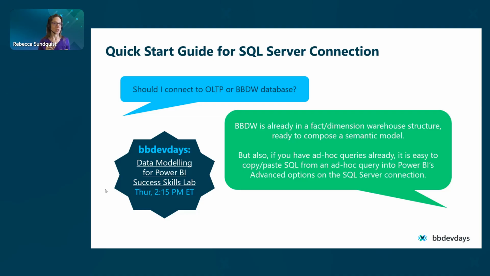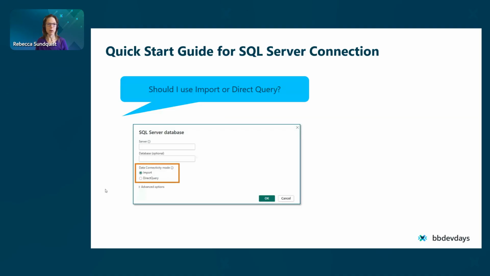But if you're looking for a quick start guide, you can also use ad hoc queries. Maybe you've been using the OData method and you're finding it is slow to get the data across, or you want to connect directly. You can take those same ad hoc queries, copy their SQL, and pop them into Power BI's advanced options on that SQL Server connection, so that you're just ready to run with those ad hoc queries in Power BI with the read-only connection.